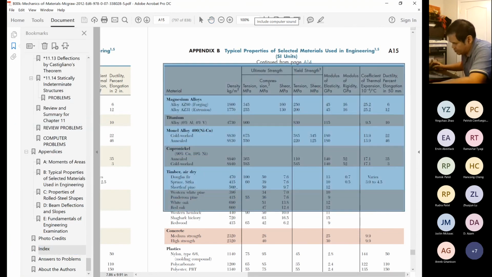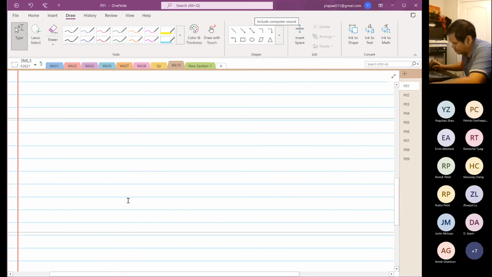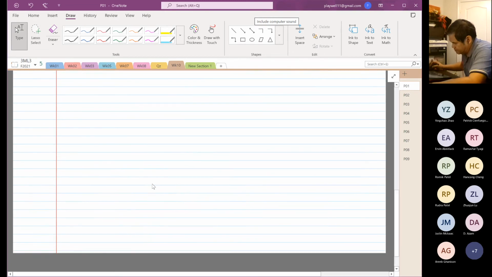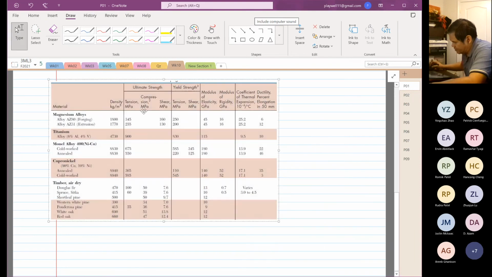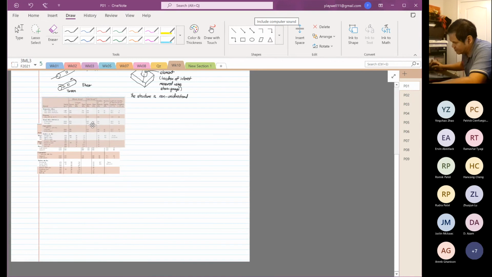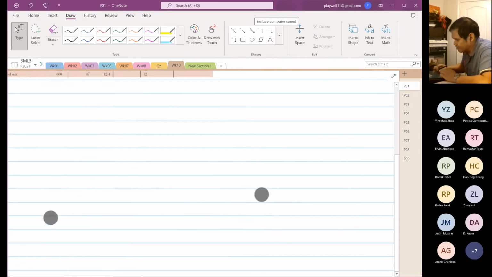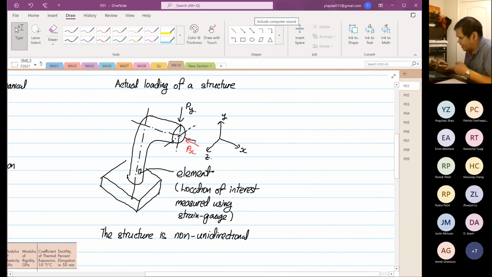Okay, so from a table like this, we generate a table like this, and this table is generated from unidirectional data. Okay, unidirection, one direction, right? You can see down here, all these are one direction data. But is our loading situation unidirectional? So it is not unidirectional.